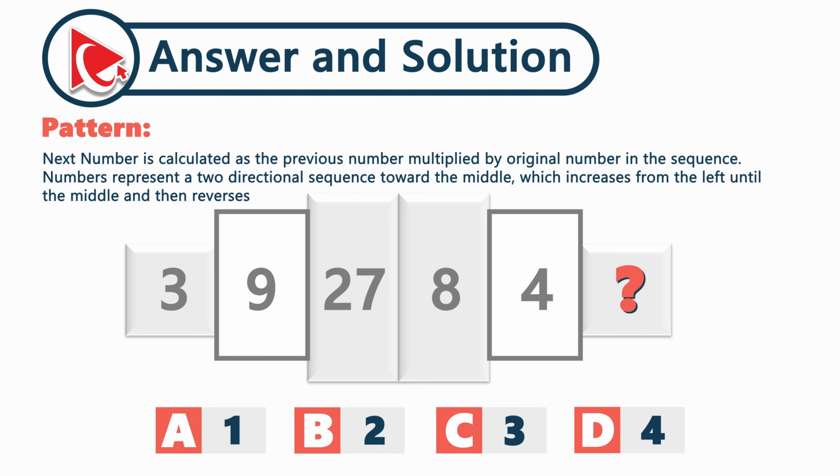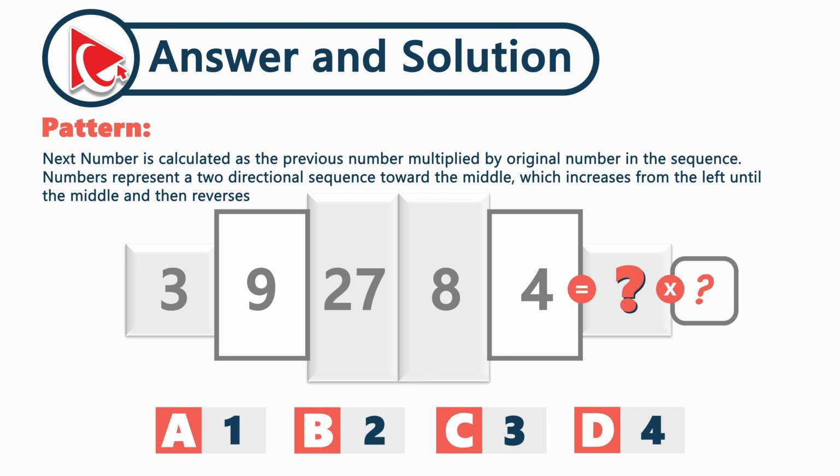Let's start from the left. 3 multiplied by 3 equals 9. 9 multiplied by 3 equals 27. At this point, the pattern reverses, and we need to start from the right. Can you calculate what would be the missing number multiplied by the missing number equals 4? 2 missing numbers equals 4.